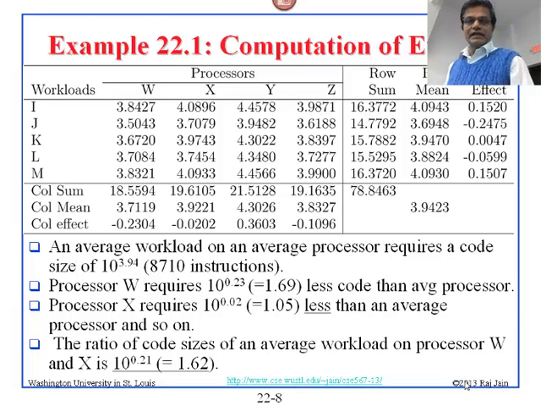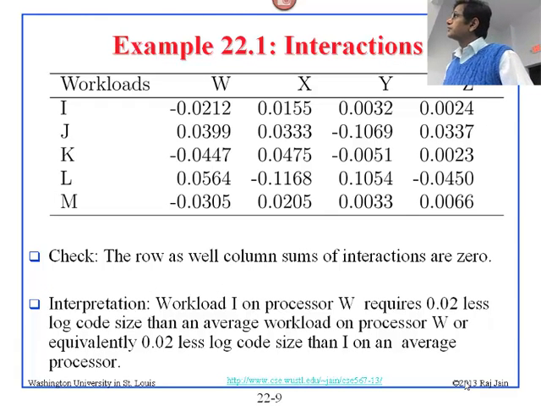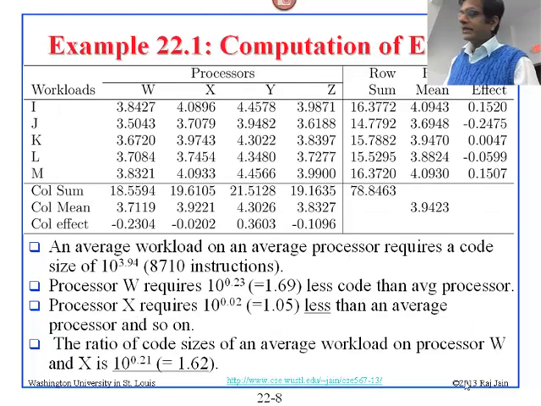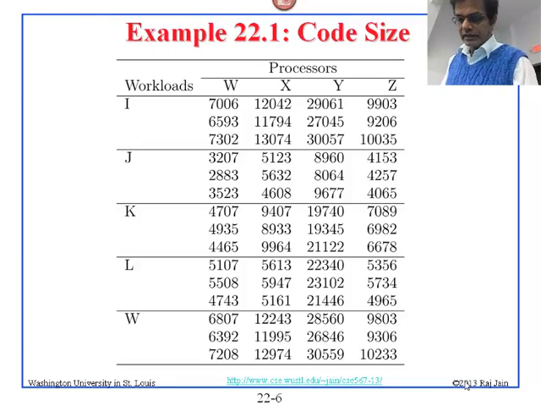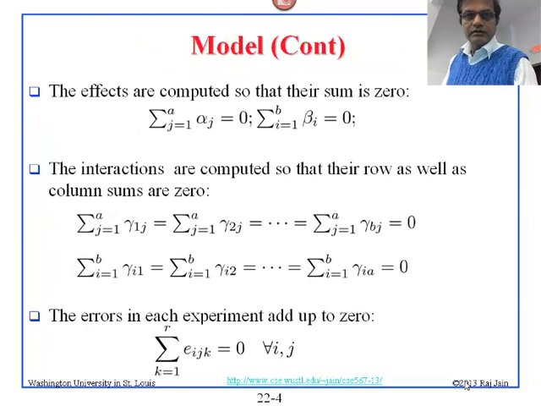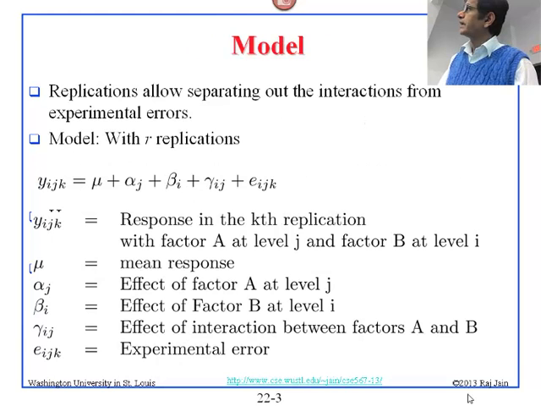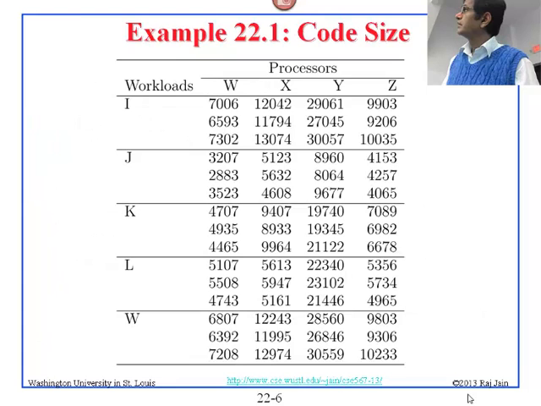All right. So now the thing is that you can also get the interactions. Hold on. This is workload I, J, K, L, M, and we talk about W, X, Y, Z. If you were to go back and subtract the column effect, basically, if you remember the formula here, if I subtract mu, alpha j and beta i, then I get gamma i j, right? So we do that.